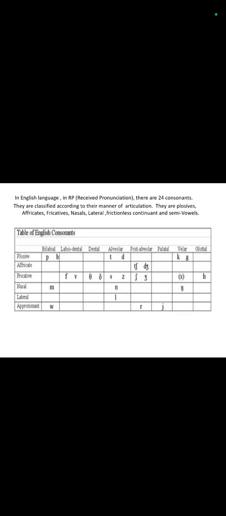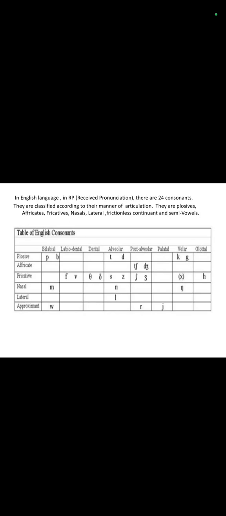Friends, let us see plosives today in the description of English consonants. In the English language, in British Received Pronunciation, there are 24 consonants. They are classified according to their manner of articulation. They are plosives, affricates, fricatives, nasals, lateral, frictionless continuant, and semi vowels.